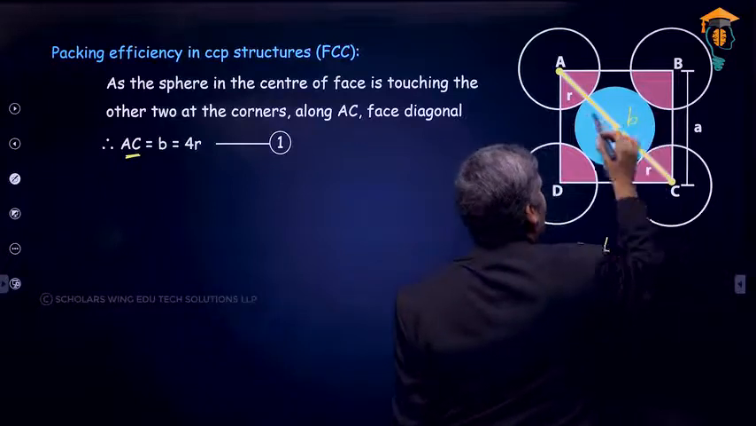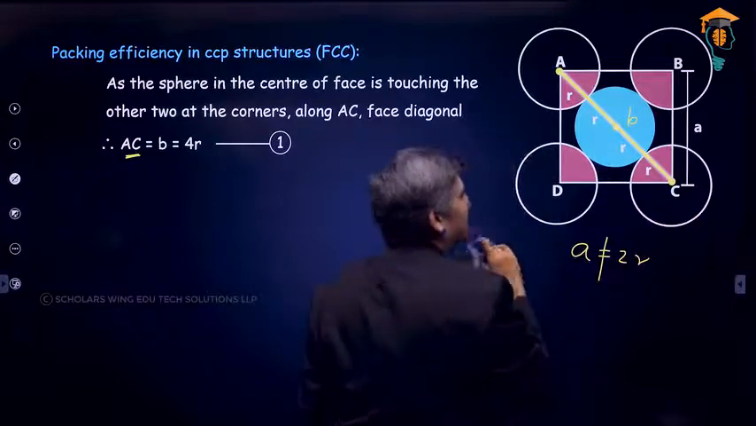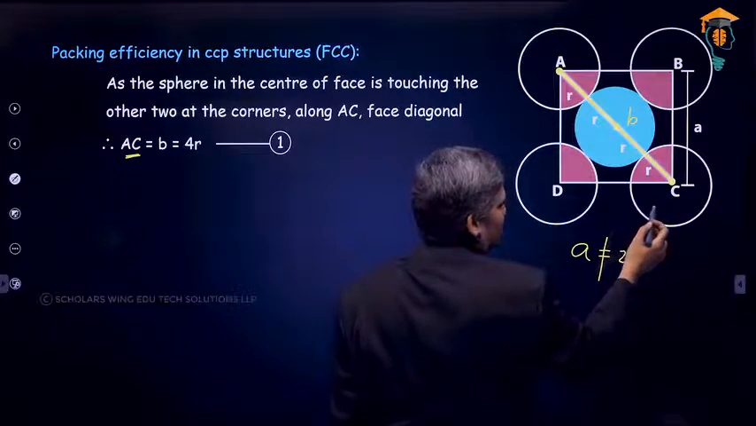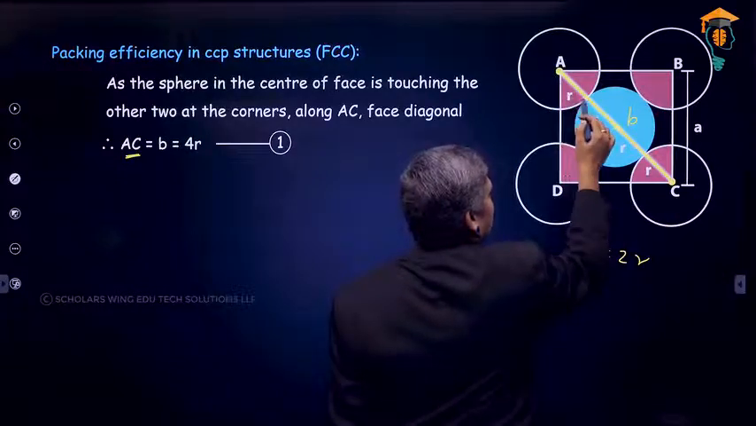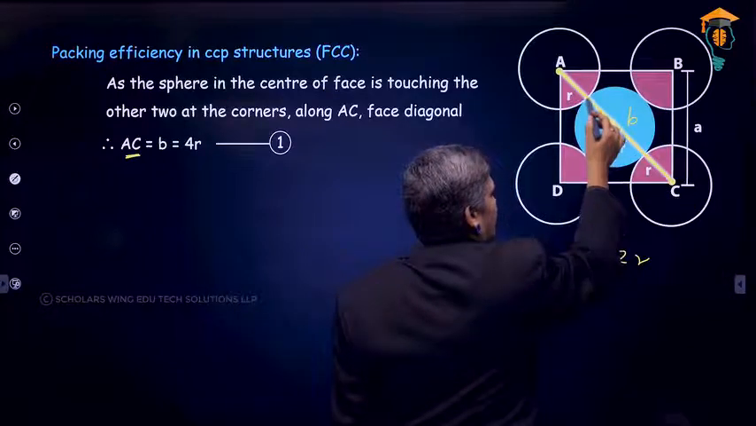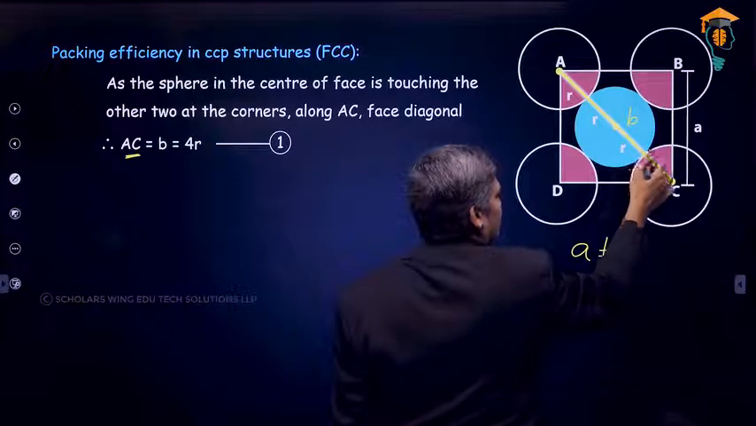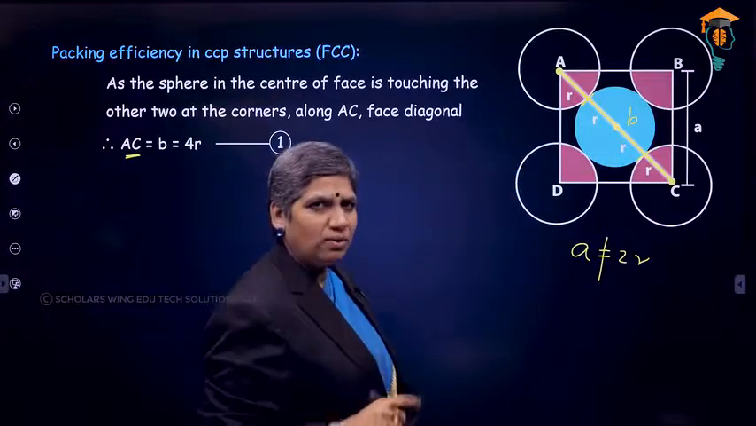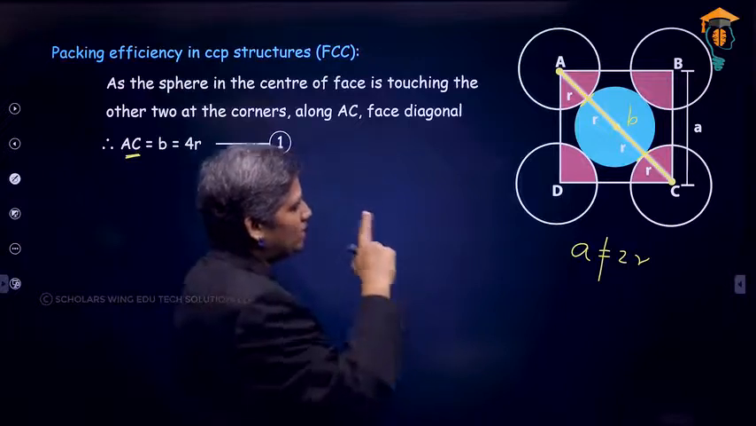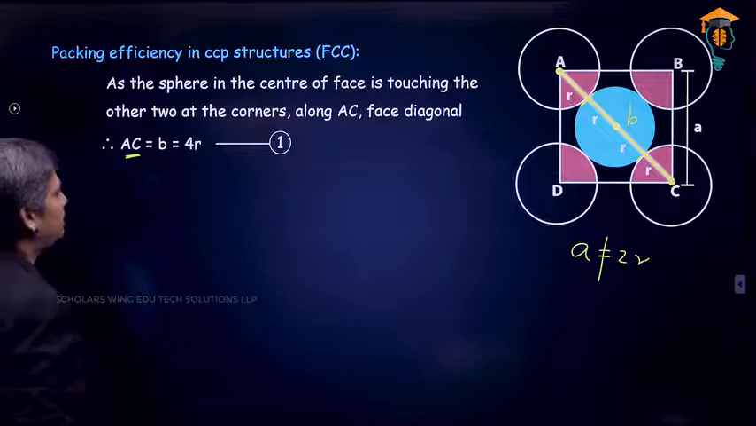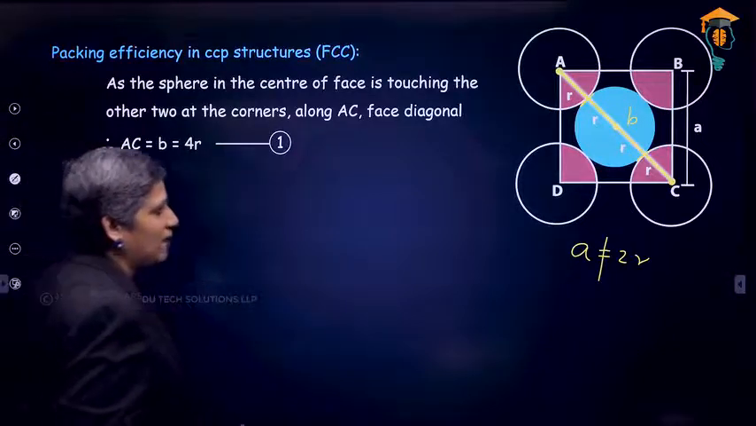There are 3 spheres along this face diagonal touching each other, of course. So this is the radius of this sphere, and this is the radius of this sphere. And from this point to this point, that is the diameter of that face-centered sphere, which is given as 2R. Therefore, once again here B is equal to 4R. Okay, very good. But we have to find A, right?